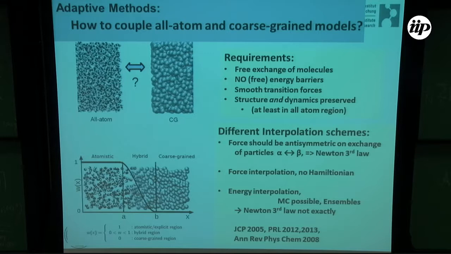When I talk to people from the Monte Carlo community, they say, oh, if you don't have a Hamiltonian, you can't do it. You need a Hamiltonian to do Monte Carlo. That is correct. If I talk to people from the non-equilibrium simulation community, they say, oh, so what? We never have a Hamiltonian. But I think in the end we can bring these views together. We can also introduce an energy interpolation. Then, of course, Monte Carlo is possible and we have well-defined ensembles. However, then you can show that Newton's third law is not fulfilled exactly. So it's a kind of choice what you want to do.